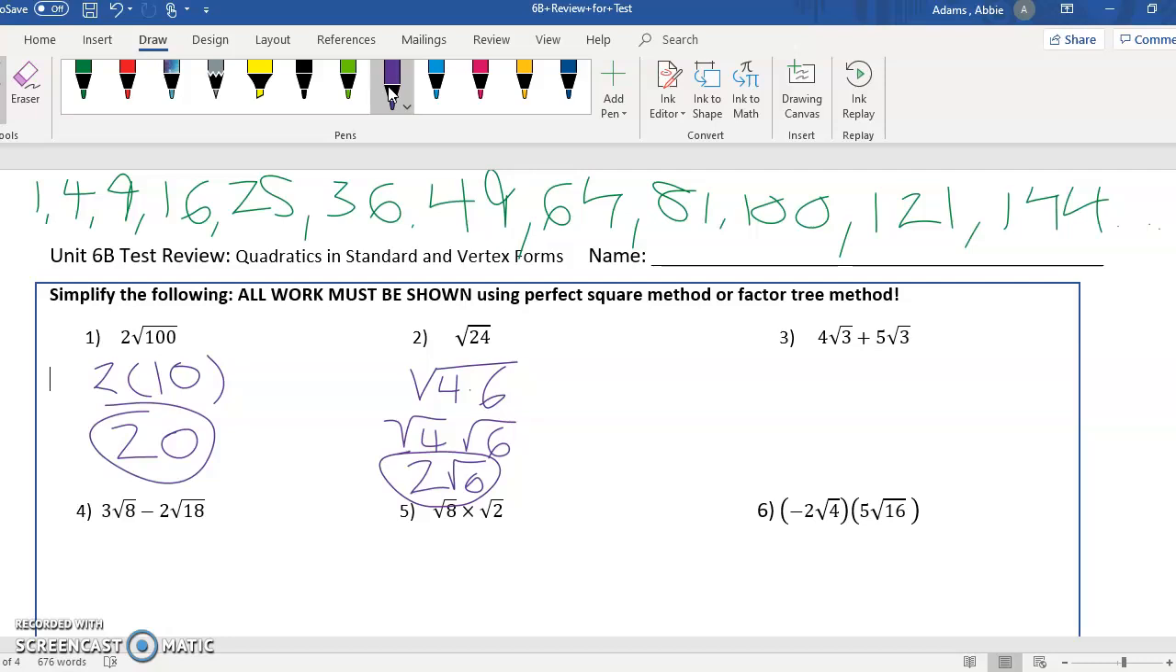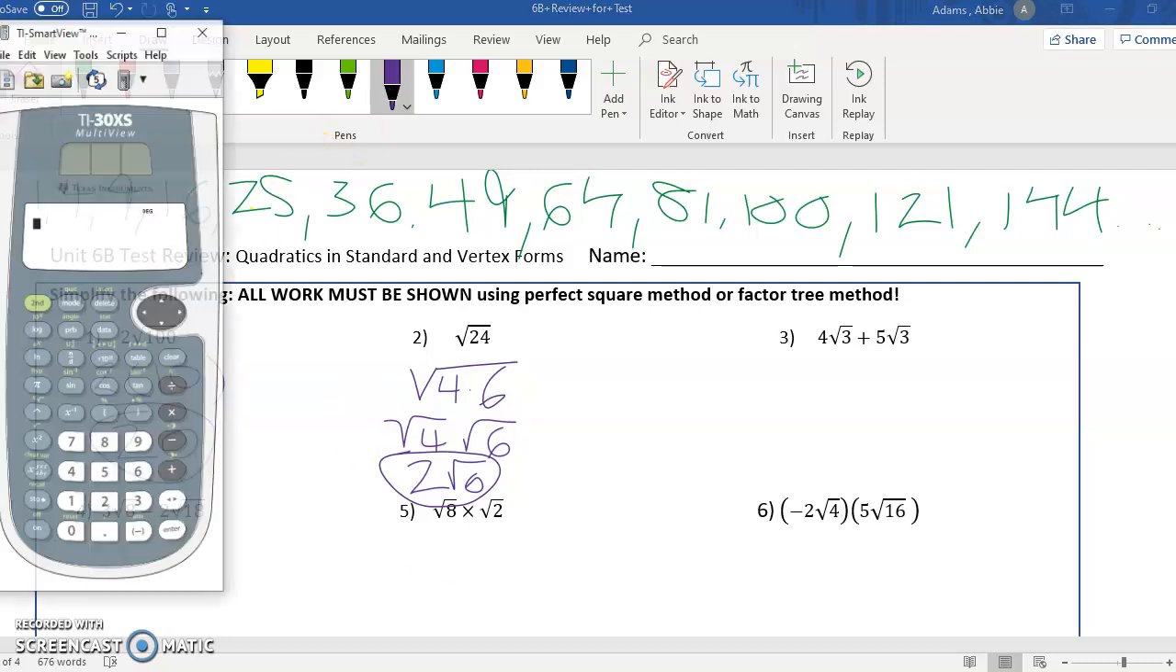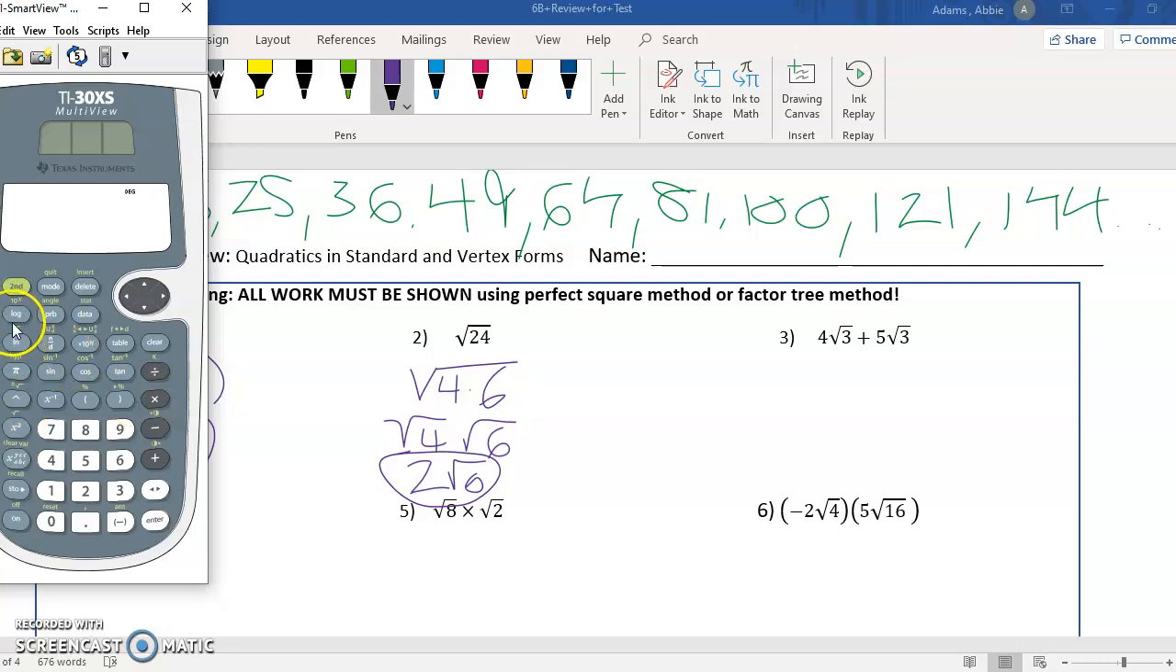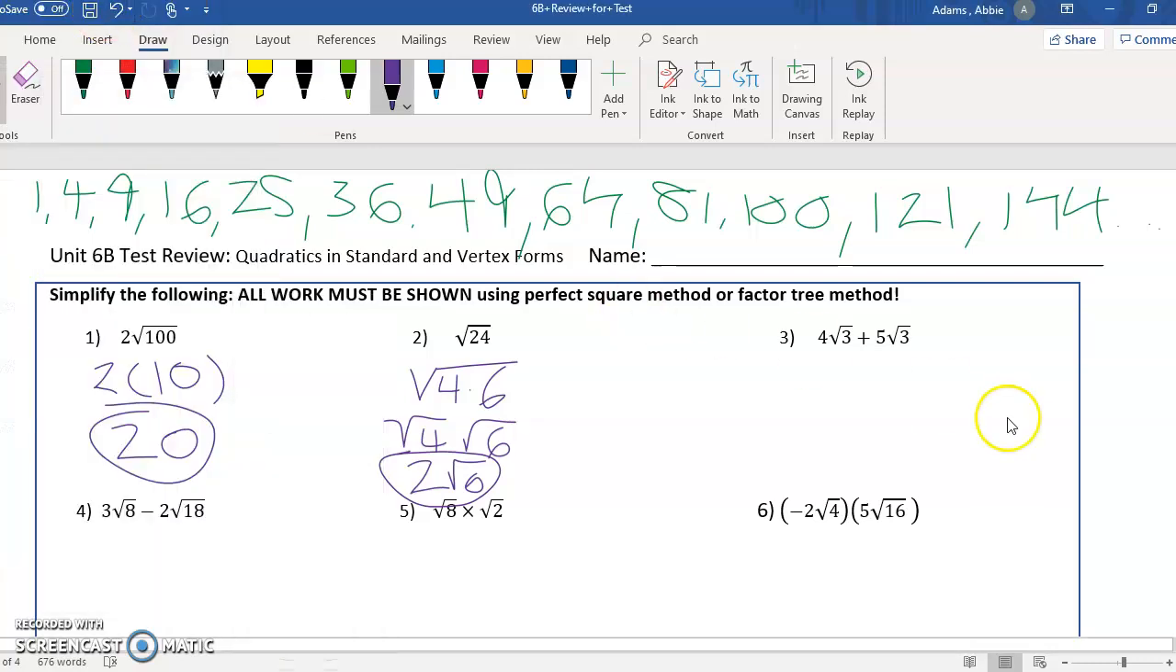Now, yes, you can go ahead and just plug that in your calculator. If you have a nice little TI-30XS, if I plug in the square root of 24, so I press second x squared and 24, if it's in math print, it's going to tell you 2 times the square root of 6, which is nice, but we want you to show your work. All right, let's go on to problem 3.